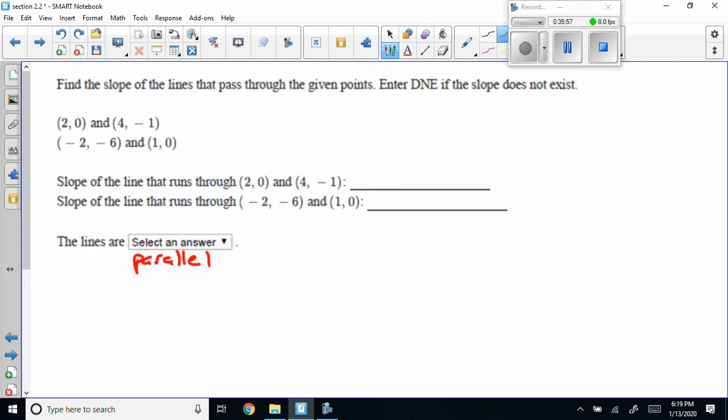Parallel, perpendicular, or what? I don't know what the third choice would be. How about this? Neither. All right, I think that would be the third choice. Okay, see if you can find it. Take about a minute to do both of these slopes. By now, you ought to feel comfortable about finding slope, correct?